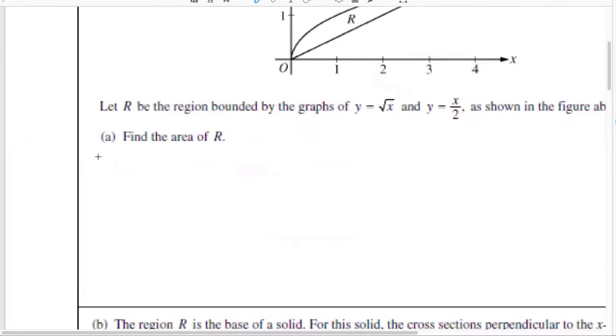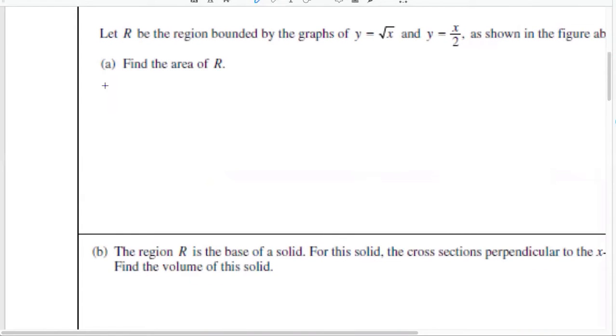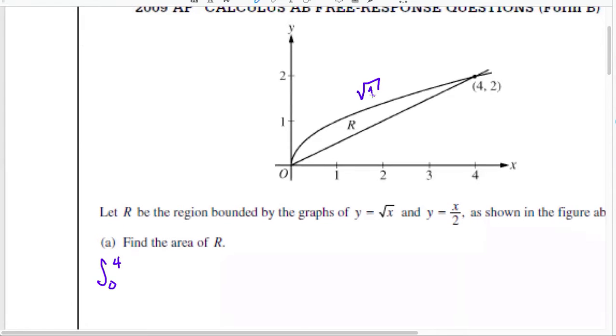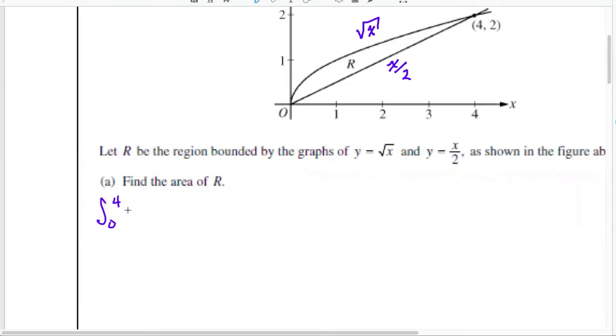So this is going to be the integral from the start to the end. The start is 0, end is 4. So 0 to 4 of top. And the top is the curvy function, so that's going to be our square root of x. And the bottom is our linear function, x over 2. So again, it's top minus bottom, square root of x minus x over 2. And that quantity is going to be multiplied by dx, our thickness.